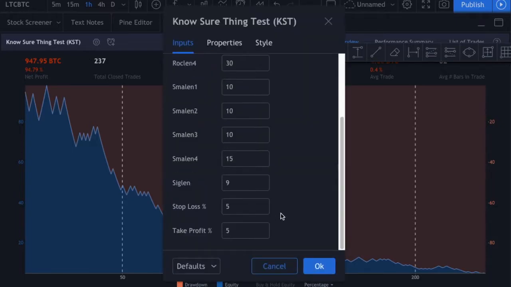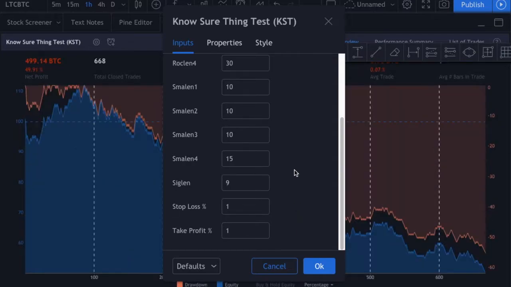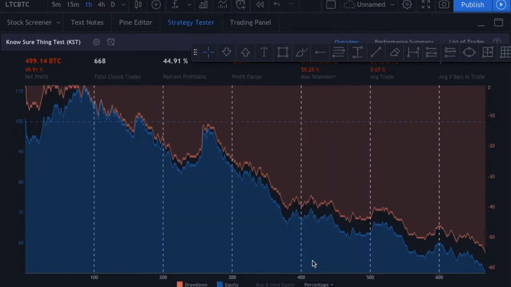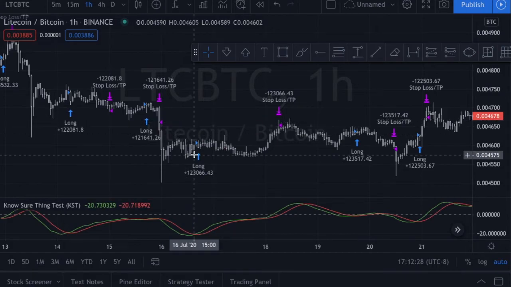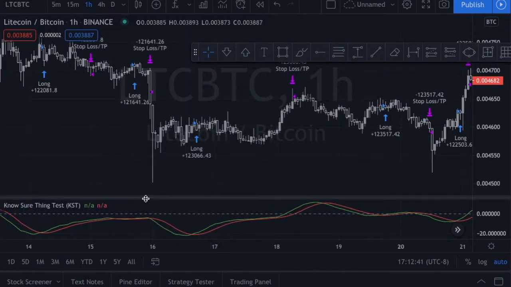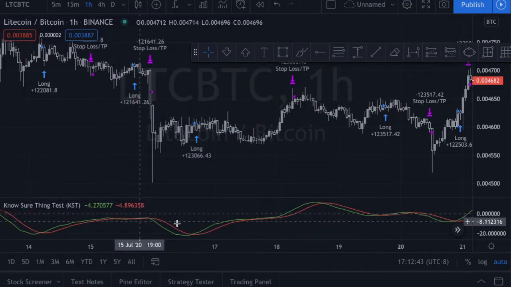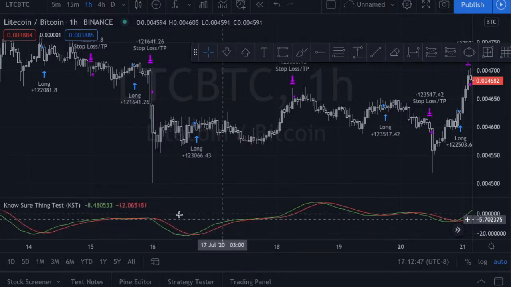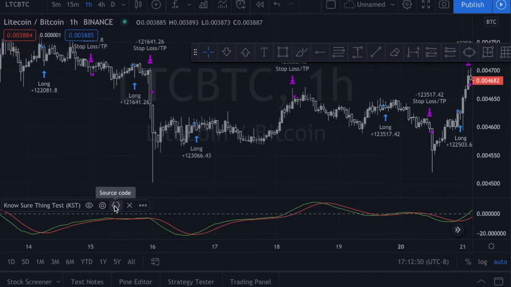So let's change our stop loss to 1% and our take profit to 1%, and let's see if that helps out. It doesn't. So basically, it's not going to be a good strategy. Not looking good to start out, but let's see what else we can do. The next test we're going to do is to see what happens when the green line crosses above the zero line. Let's see if that does any better. I'm going to go into the strategy and code it and I'll be right back.